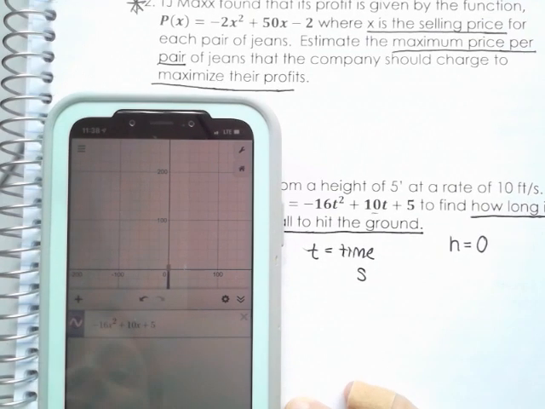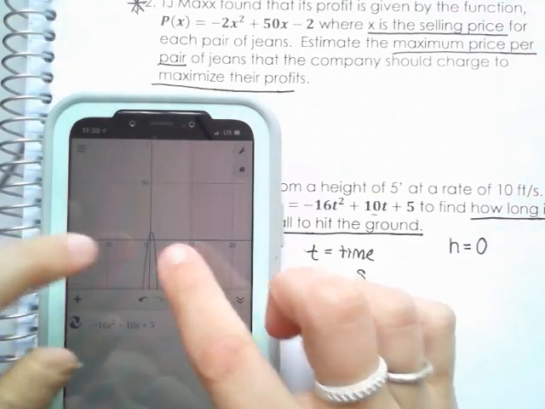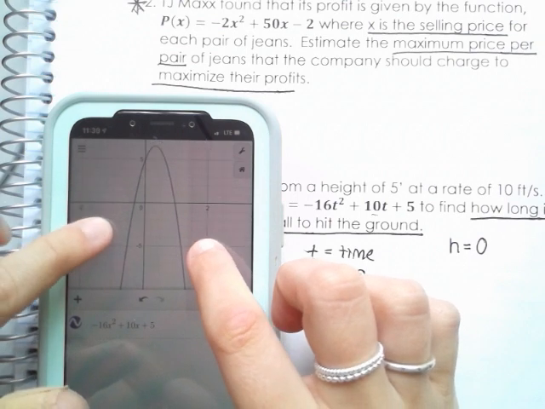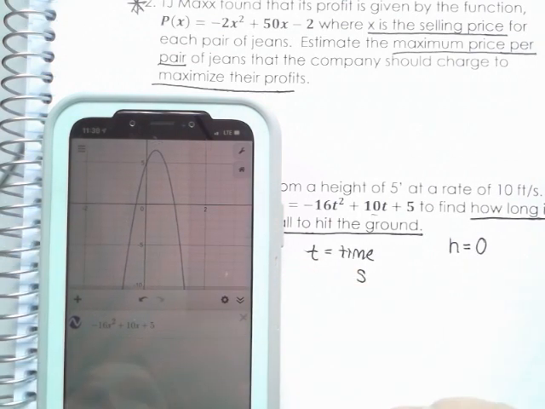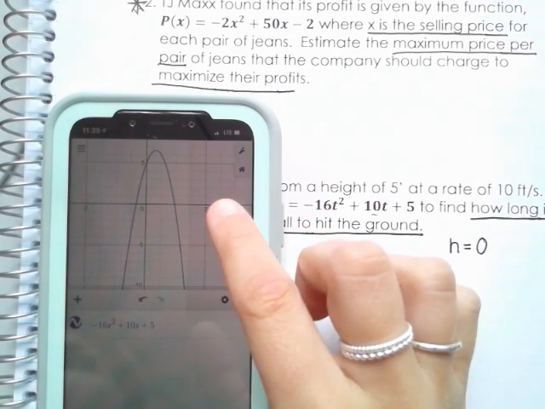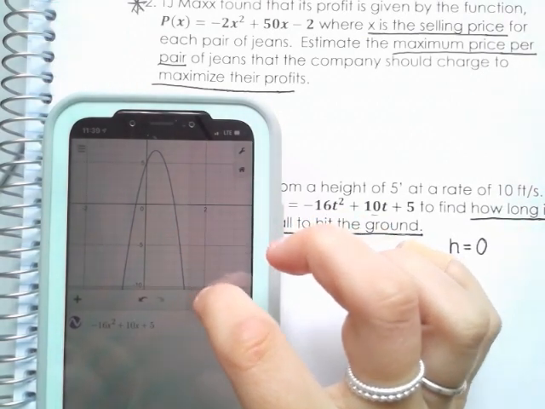Alright, as you can see, this is a very different type of graph from our first one, so I've got to zoom in a little bit. And we want to know where it hits the ground. Anytime we do a polynomial problem like this, the ground is represented by the x-axis. That's the ground. Everything below it, that's like underneath.